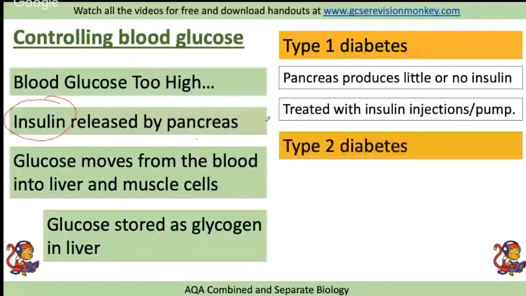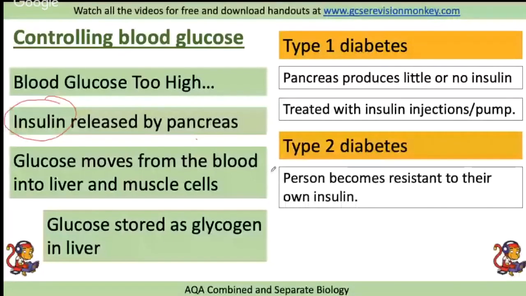Type 2 diabetes then. If a person becomes resistant to their own insulin, that is when they are developing type 2 diabetes. So the doctor in this case won't give somebody insulin injections. That's not how they'll suggest the diabetes be treated, because it's all to do with their lifestyle and what they're doing to have caused this type 2 diabetes.